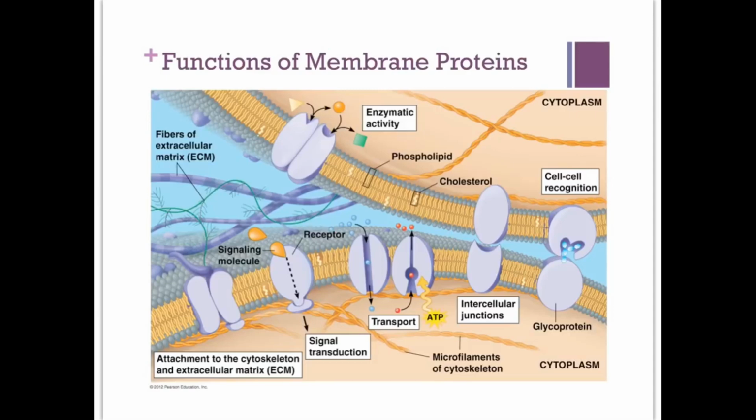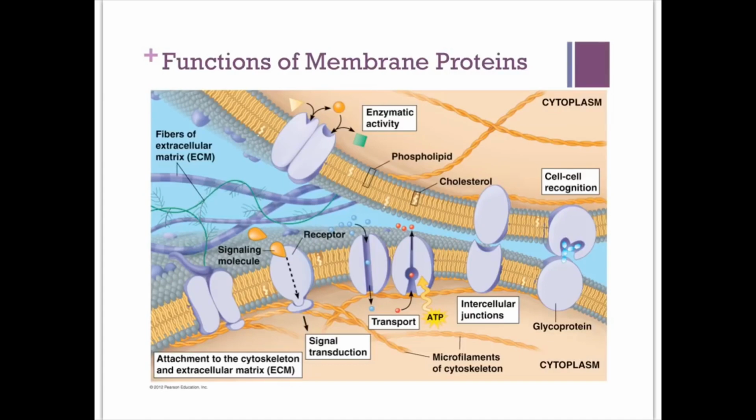There's a variety of functions that proteins wedged in the plasma membrane can have. This is telling you that proteins can act by attaching the cytoskeleton on the inside of the cell to the extracellular matrix outside the cell, and it really gives cells stability.